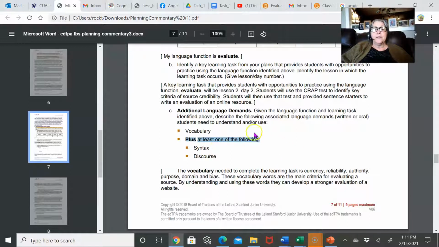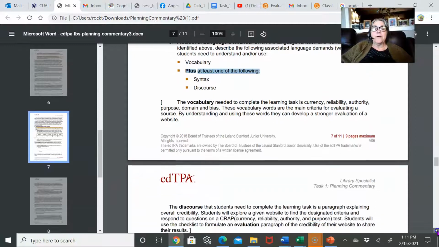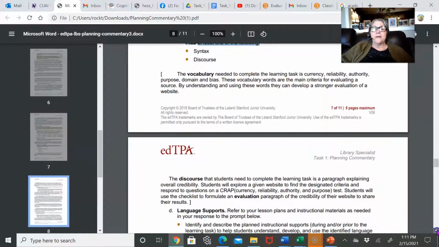Okay, so this person has said the vocabulary needed to complete the learning task is, and she lists the vocabulary. I want you to notice that this is short, and this student made a 5 on this.